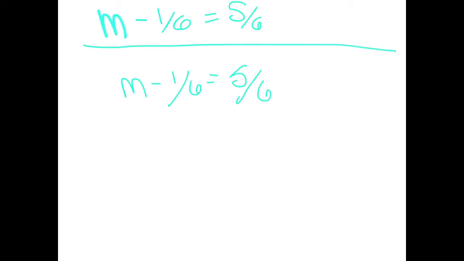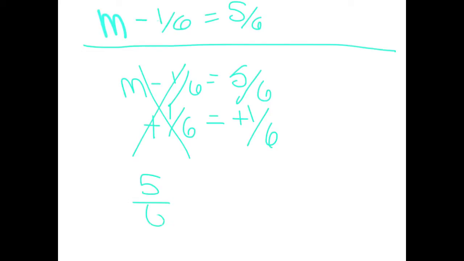To find out what m equals, we need to add 1/6 on both sides of the equal sign because plus is the opposite of minus. Since this cancels out, we need to add 5/6 plus 1/6. And that equals 6 over 6, which is simplified to 1.